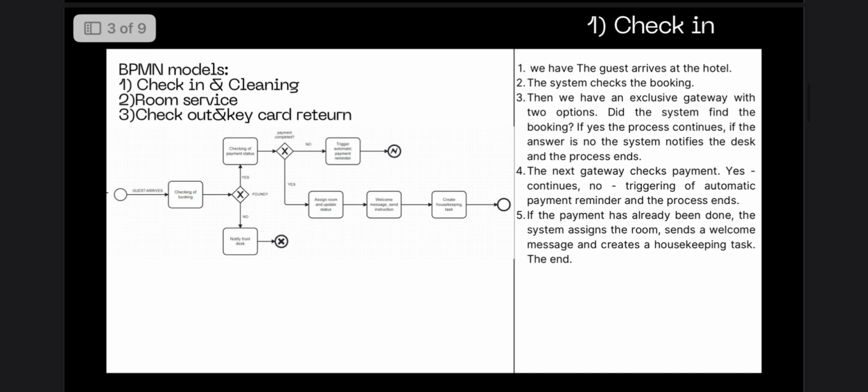We have 3 of them. The first one is check-in and cleaning. We have the guest arrives at the hotel. The system checks the booking. Then we have an exclusive gateway with 2 options that answer our question: did the system find the booking? If yes, the process continues. If the answer is no, the system notifies the desk and the process ends.